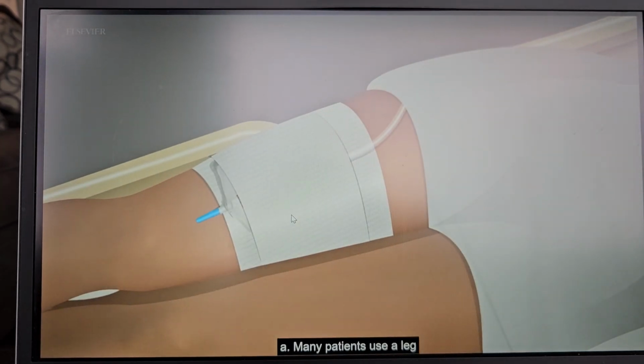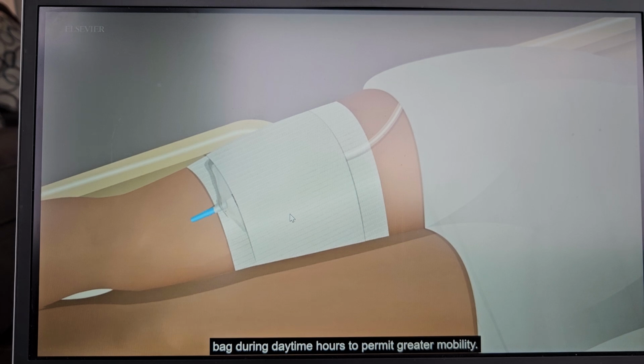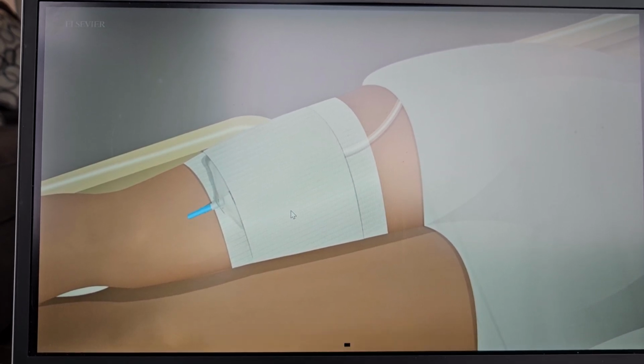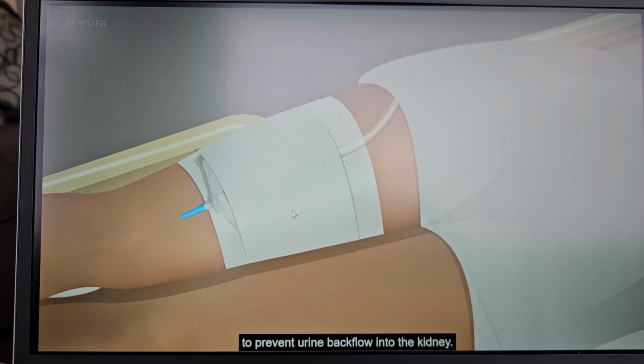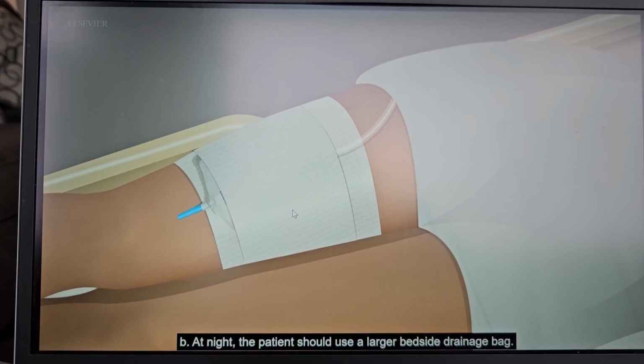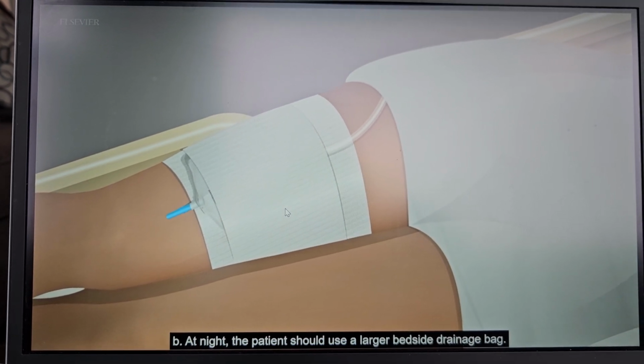Many patients use a leg bag during daytime hours to permit greater mobility. Empty the smaller leg bag before it is full to prevent urine backflow into the kidney. At night, the patient should use a larger bedside drainage bag.